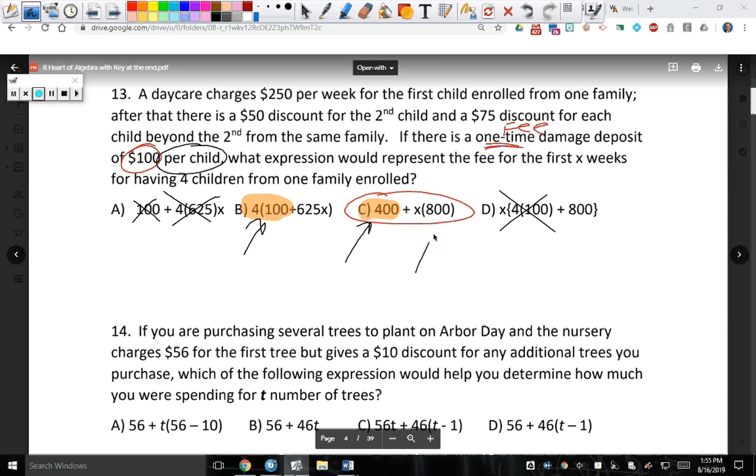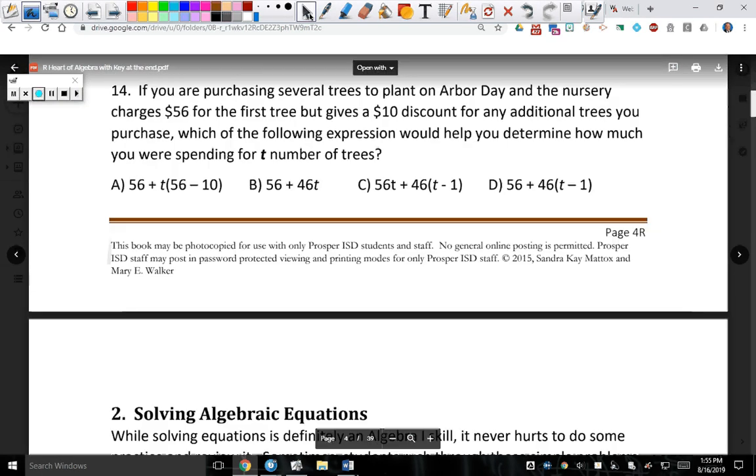How did we get the 800? Because the first child was 250, the next one was 200, and the third and the fourth were 175. And then after that, it's just per unit at that $800 rate. Are we good? Okay.